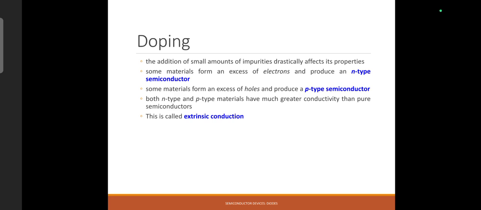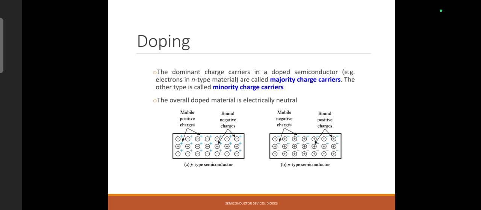Doping. To increase the conductivity of a semiconductor, we use a process called doping. Doping means adding a very small amount of impurity atoms to pure silicon. If the impurity contributes extra electrons, the semiconductor becomes N-type. If the impurity creates extra holes, it becomes P-type. Both N-type and P-type semiconductors conduct electricity much better than pure semiconductors. This process is known as extrinsic conduction. Diagrams are shown in this picture for P-type and N-type semiconductors.